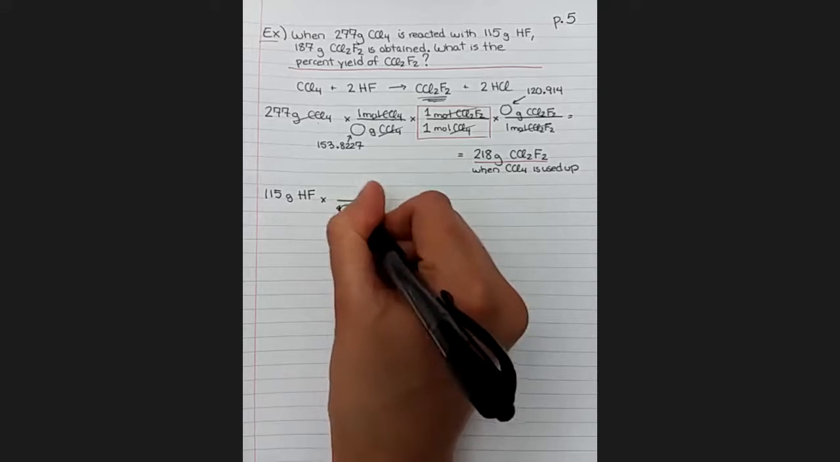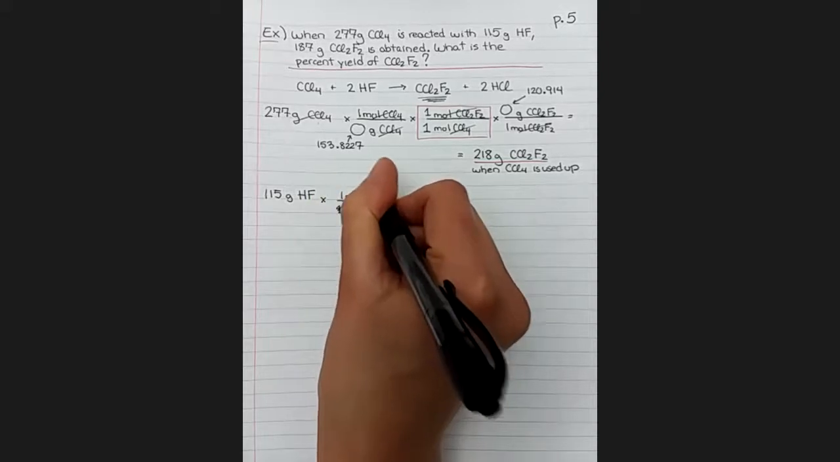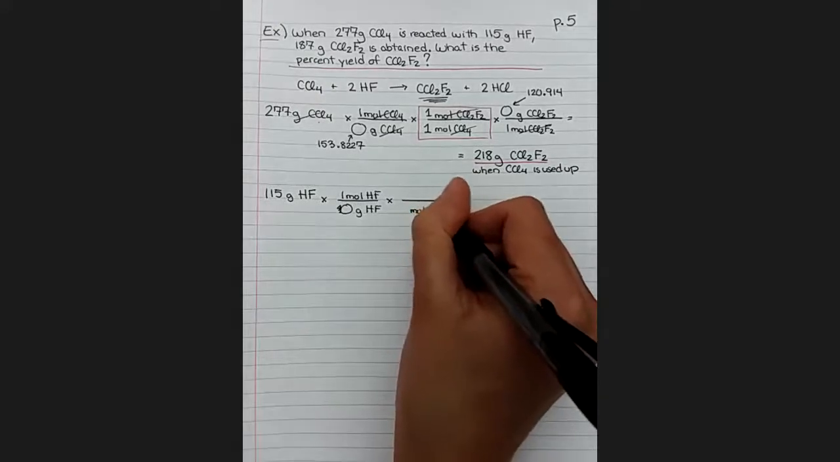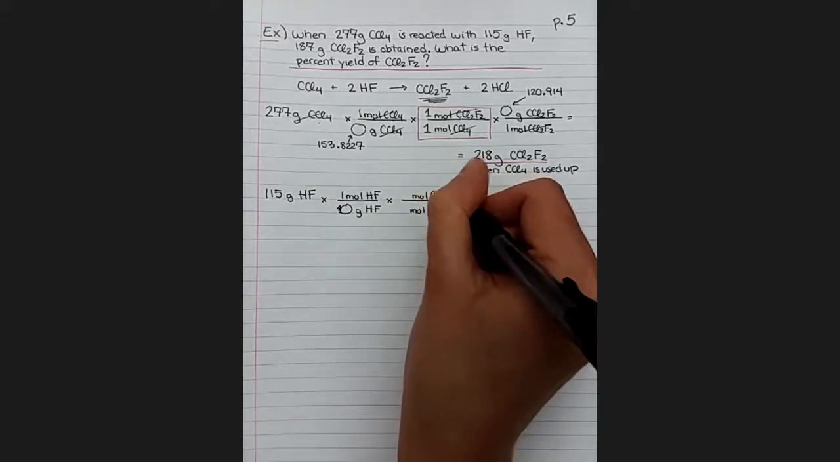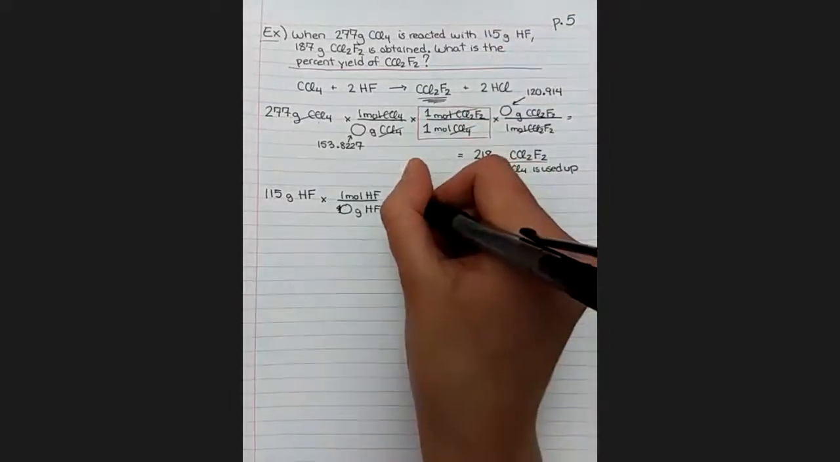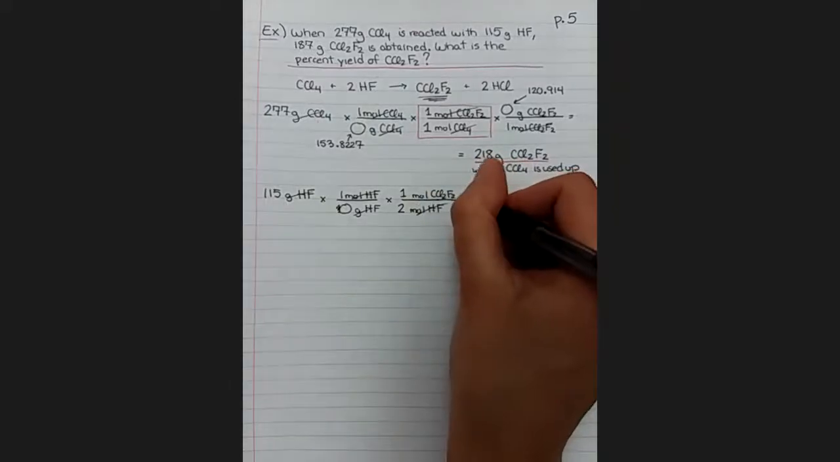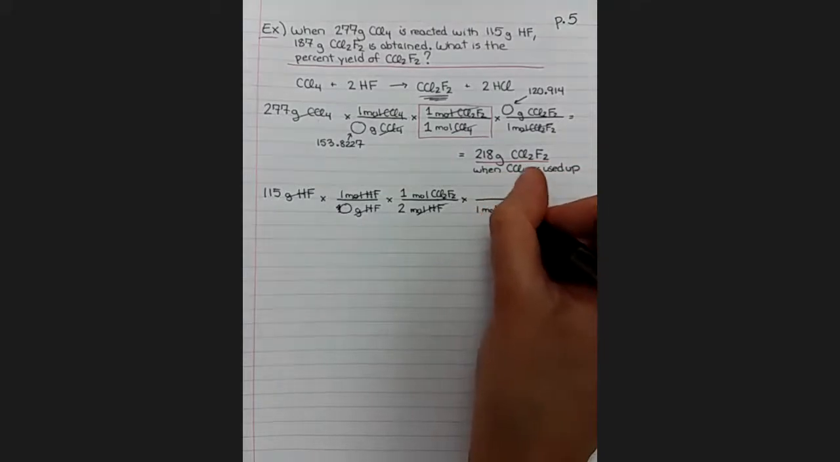Whoops, that should be our circle. Some number of grams of HF per 1 mole of HF. And we'll go moles to moles. Moles of HF to moles of dichlorodifluoromethane. And we'll get our coefficients from the balanced reaction. So that's a 1 in front of the dichlorodifluoromethane and a 2 in front of the HF. And then we need to go from moles of product to grams of product using the molar mass of this one.